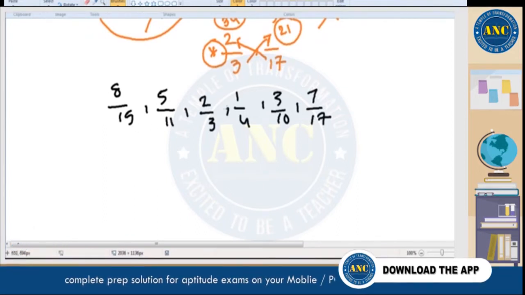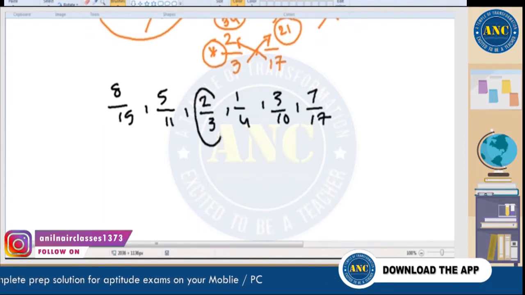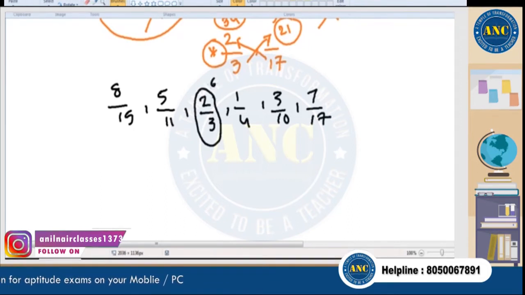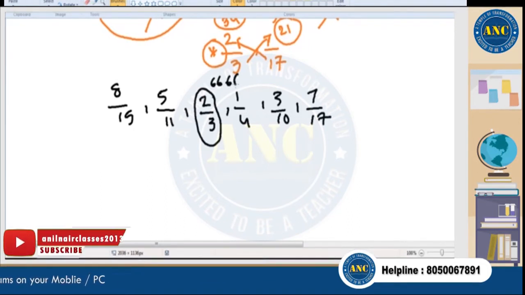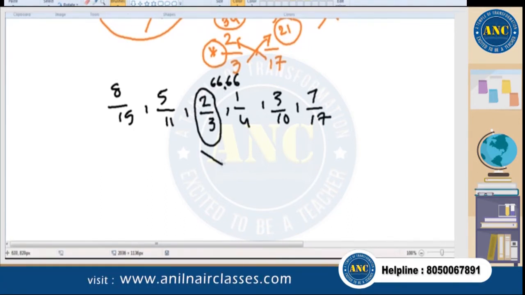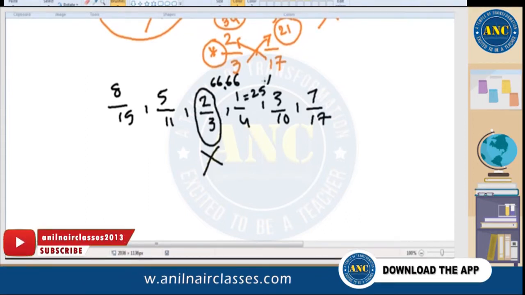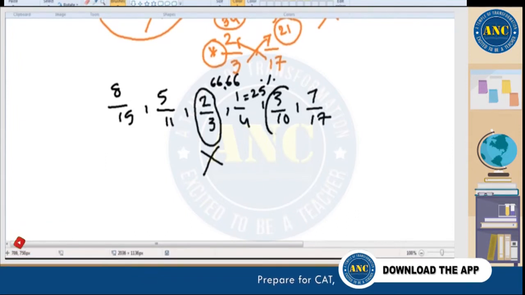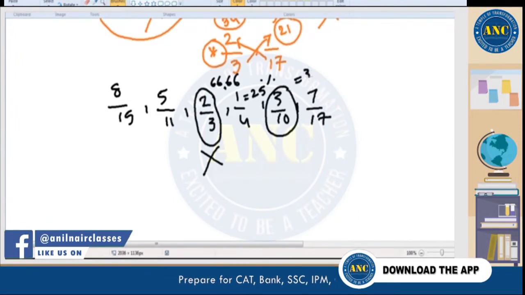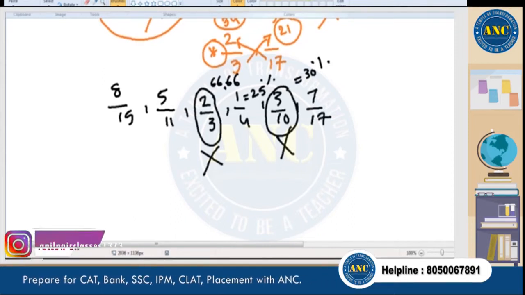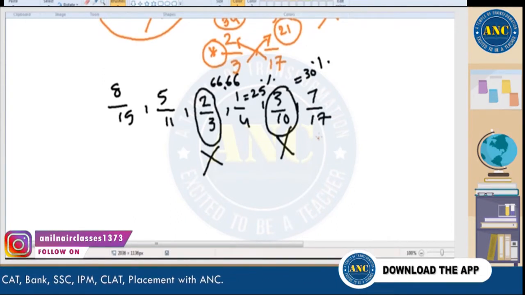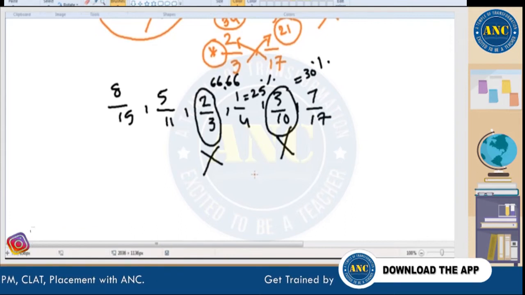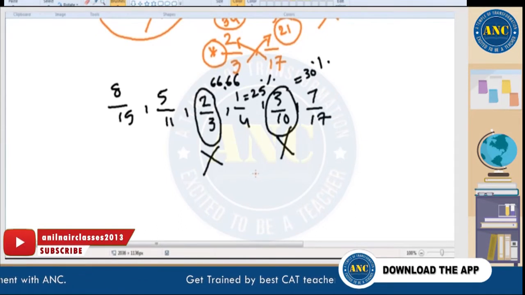Here I can eliminate something, sir. If you know the relation between ratio and percentage, 2/3 is 66.66. If you know these things, eliminate, because 1/4 is only 25 percent. 3 by 10 is 30 percent. Eliminate, because 1/4 is only 25 percent. Yes or no, sir?